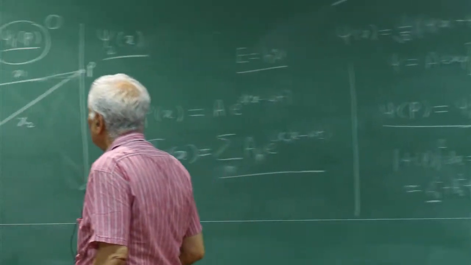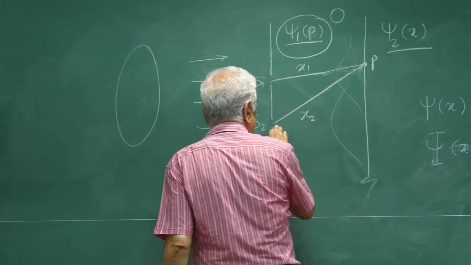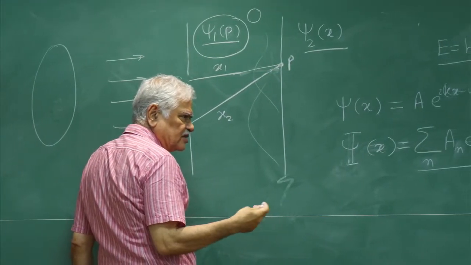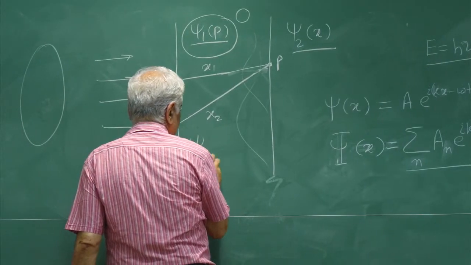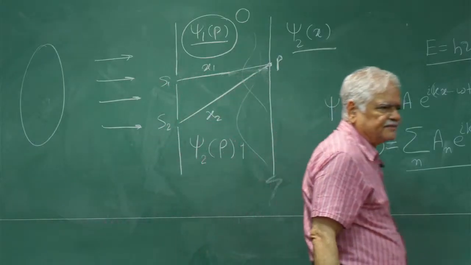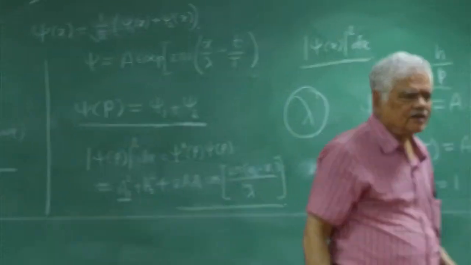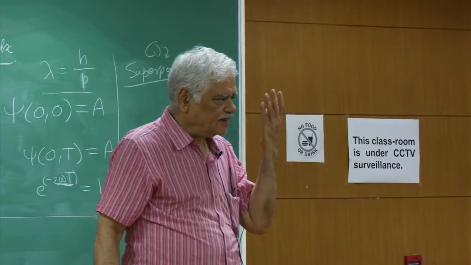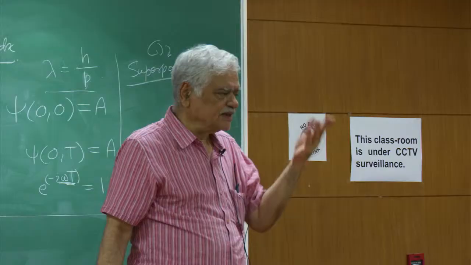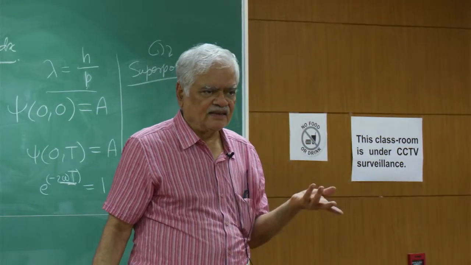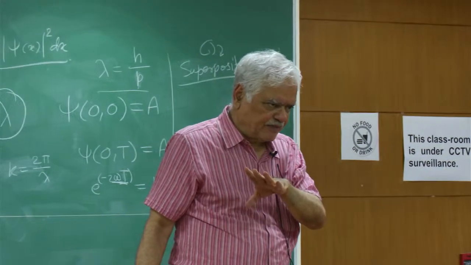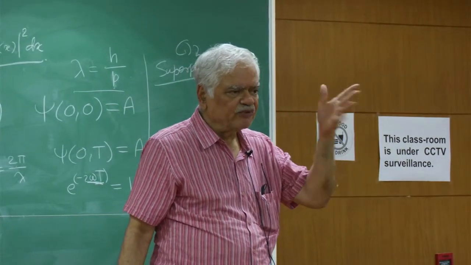I close this, I have S2 open, and the electron reaches here. In the event in which the electron is reaching here, I know that this is psi 2p and the value is 1. So it is like the physical quantity that I am measuring. What is the physical quantity? Passing through the slits. That is the thing that I am measuring. And what is the result? The result is reaching at P.